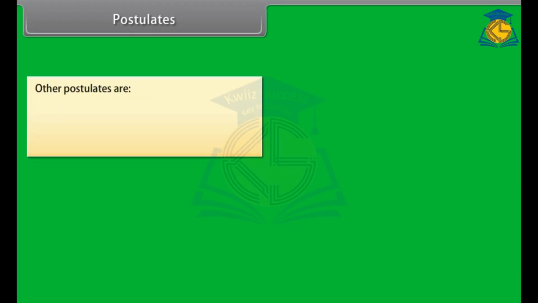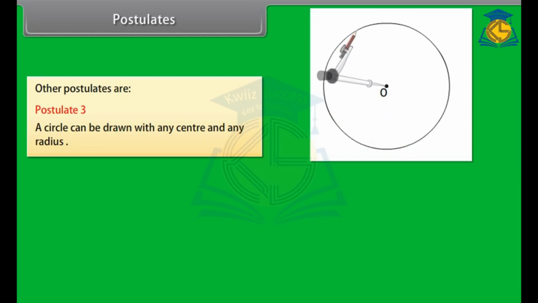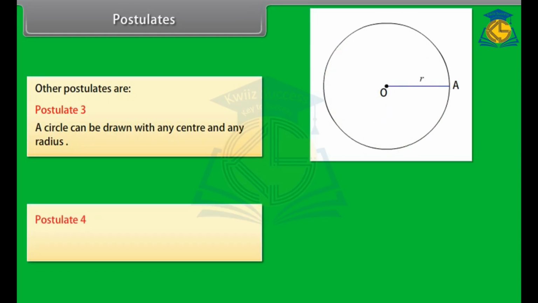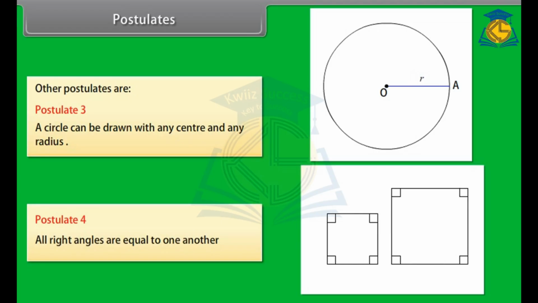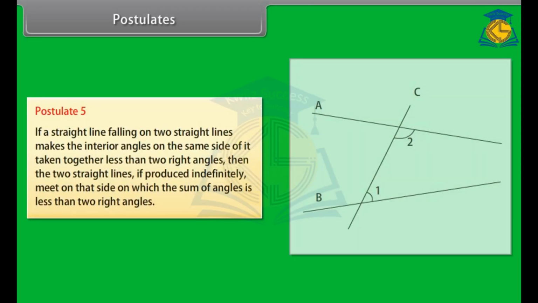Other postulates are: postulate 3, a circle can be drawn with any center and any radius. Postulate 4, all right angles are equal to one another. And postulate 5 is: if a straight line falling on 2 straight lines makes the interior angles on the same side of it, taken together, less than 2 right angles, then the 2 straight lines, if produced indefinitely, meet on that side on which the sum of angles is less than 2 right angles.